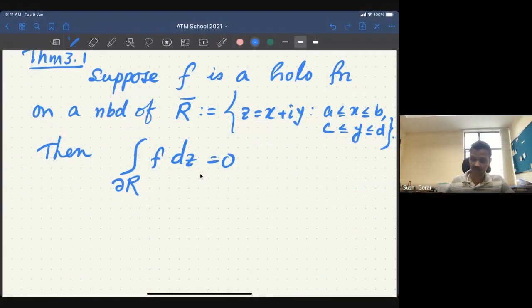Techniques which actually allow us in differentiating under the integral sign. We'll just use some basic method, right? So let me ask you a simple question.